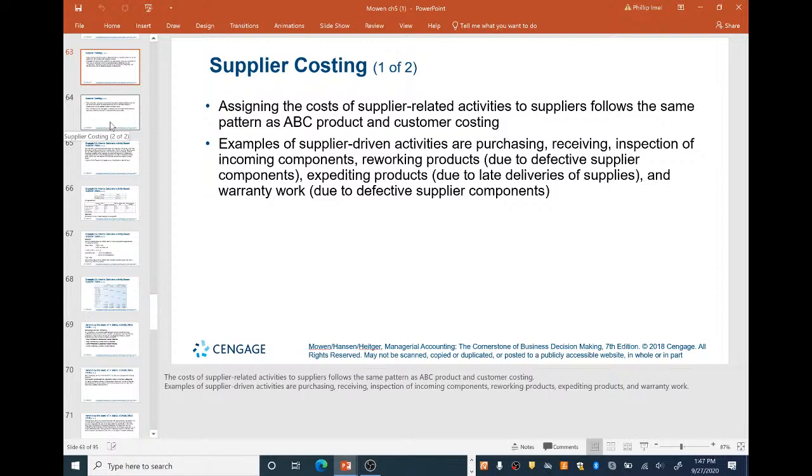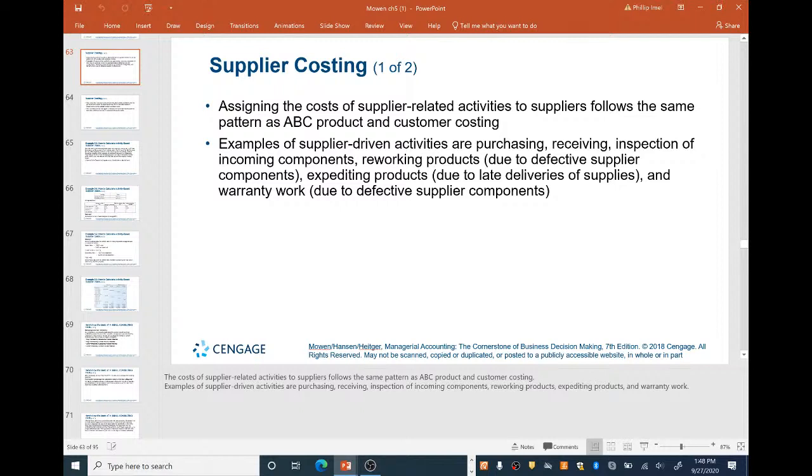Now we're tracing the cost of the supplier as opposed to the product or the customer. Some examples of supplier-driven activities are purchasing, receiving, inspection of incoming components, reworking products due to defective supplier components, and expediting products due to late deliveries of supplies. Expediting products means speeding up the process of producing whatever good you're producing to make up for lost time waiting on your materials. And then warranty work, obviously due to defective supplier components.